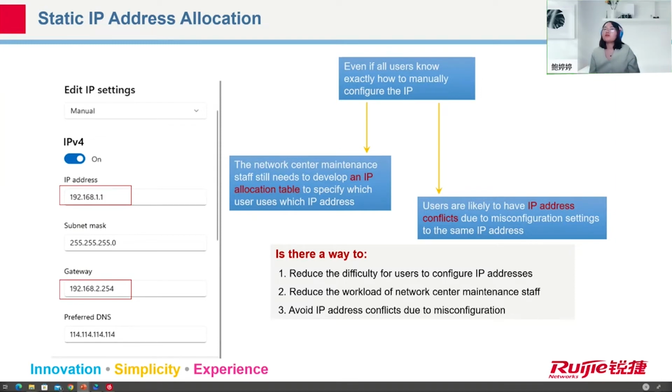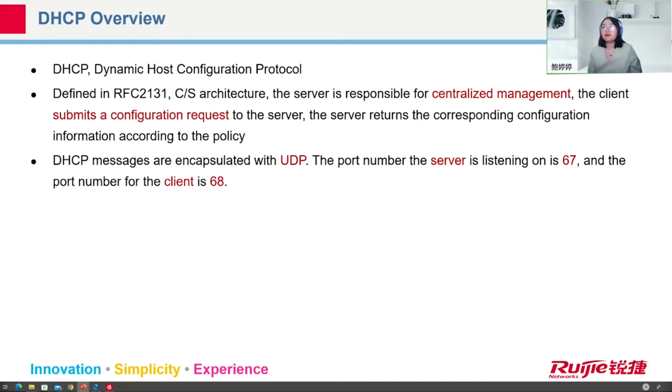The third one, we also hope some technology can avoid IP address conflict due to misconfiguration, right? If the IP address allocation comes from the machine, not from people, the machine is smart. It can remember which IP address has already been used. So in this requirement, we will use a technology we call DHCP.